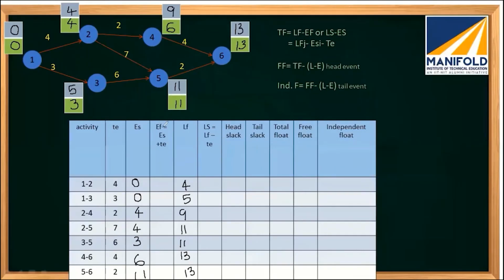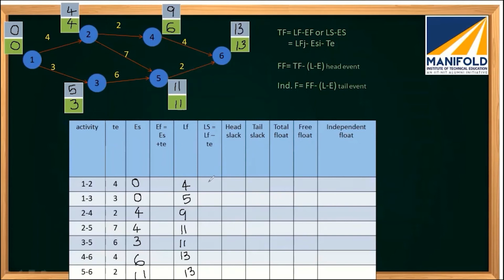There is no need for finding the earliest finishing time or the latest start time. We will fill up the other values, because that will be sufficient to find the slacks. Now, head event slack: suppose for 1, 2, the head event will be 2, so the slack will be 4 minus 4. For this one, the head event will be 5, and the head event slack will be 11 minus 11, which is 0. That's how we find the head event slack.